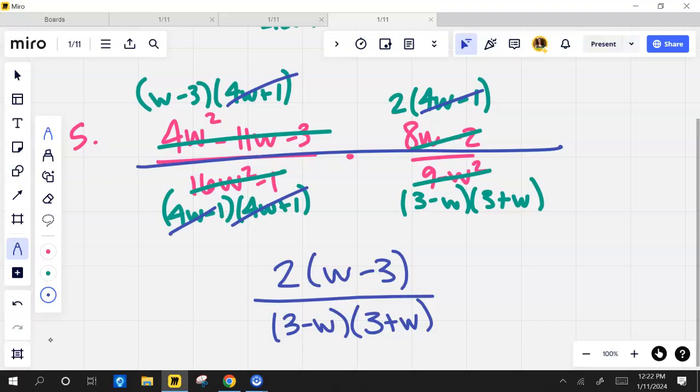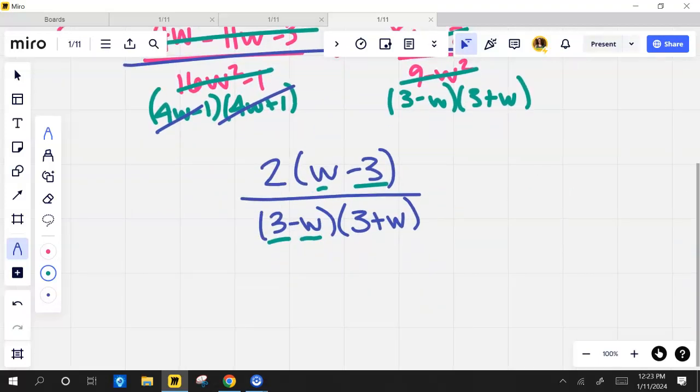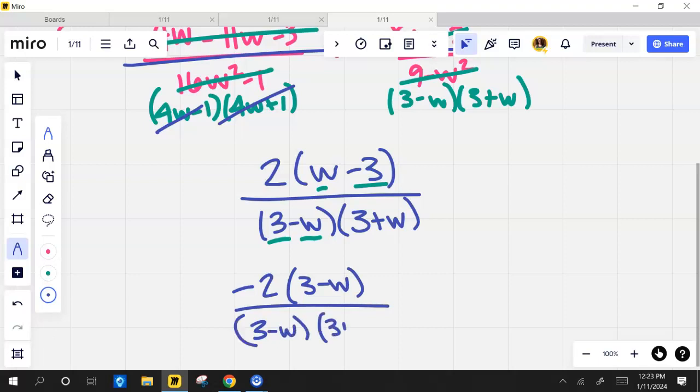You notice how it looks like it's very similar, right? They look almost exactly the same. W minus 3 and 3 minus W. But the signs are completely opposite. Here, W is positive. Here, W is negative. Here, 3 is negative, but 3 is positive. So if I could somehow switch all the signs in just one of them, then maybe I could simplify a little bit. So I'm going to take a negative out of these two. It doesn't matter which one you do. Instead of positive 2, I'm going to make it negative 2. And that's going to make this 3 minus W.